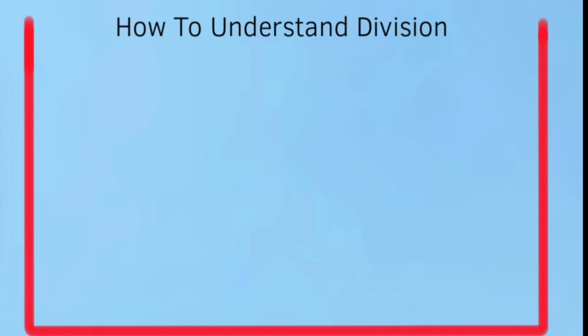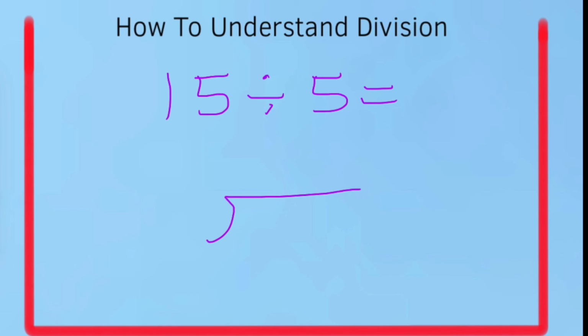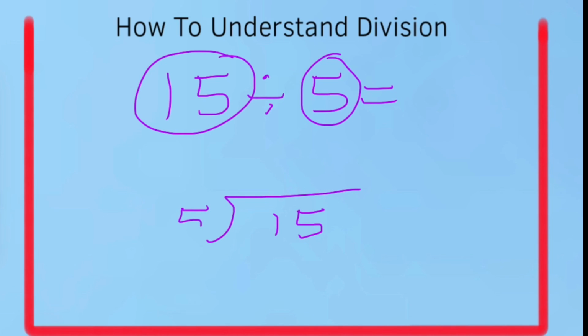Let's take a quick look at how this works, okay? So if I have any number, how about 15 divided by 5? What does that equal, okay? So I draw this symbol here. This number will go right here. This number will go right here, okay? So now I say, what times 5 equals 15? So I can guess.